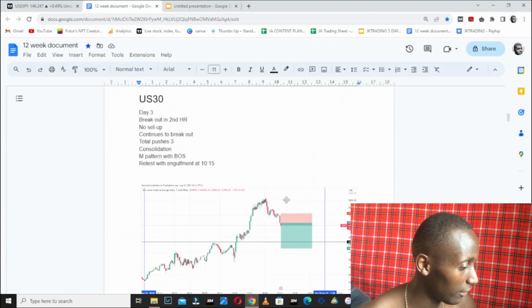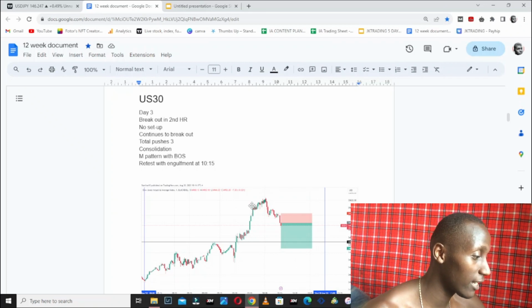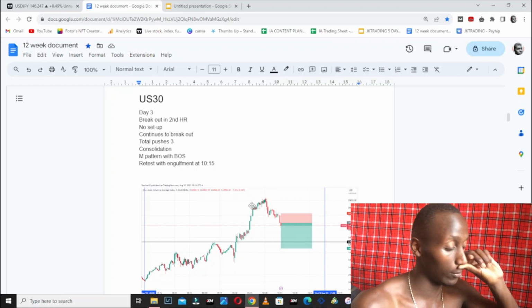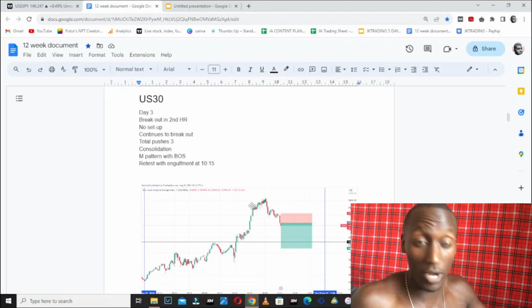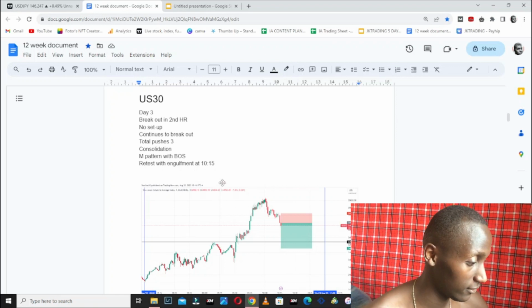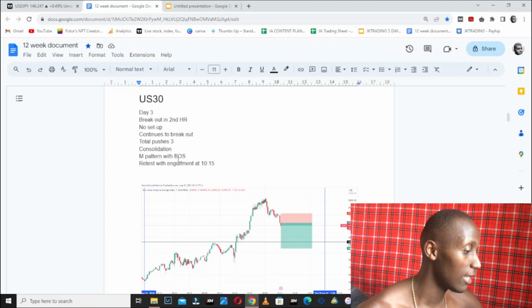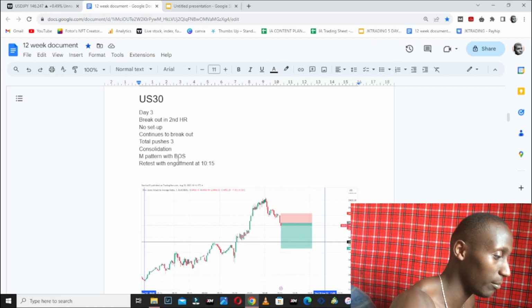Now looking at US 30, we followed the process exactly. Day 3 breakout in the second hour. If we have a breakout in the second hour, then we have a very high likelihood of a reversal pattern, and it worked. It gave us a nice 60 pips, 600 pips, whatever you want to call it, but we followed the process.